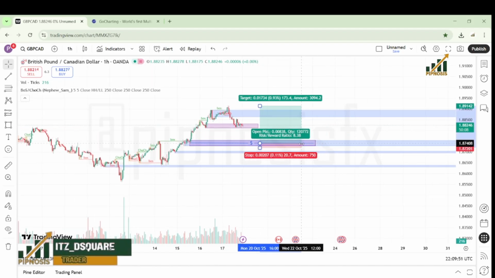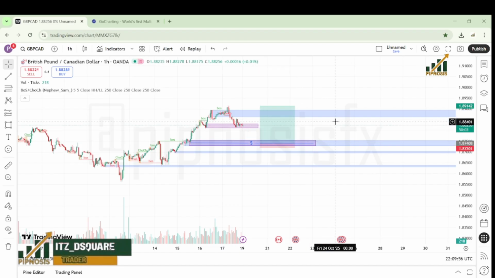Now if it doesn't respect this, I'm not the owner of the market, meaning the market is doing its thing. Like I said, just as I explained before, this is a support level and the top there is a resistance level. We do not control the market, but we trade what we see.